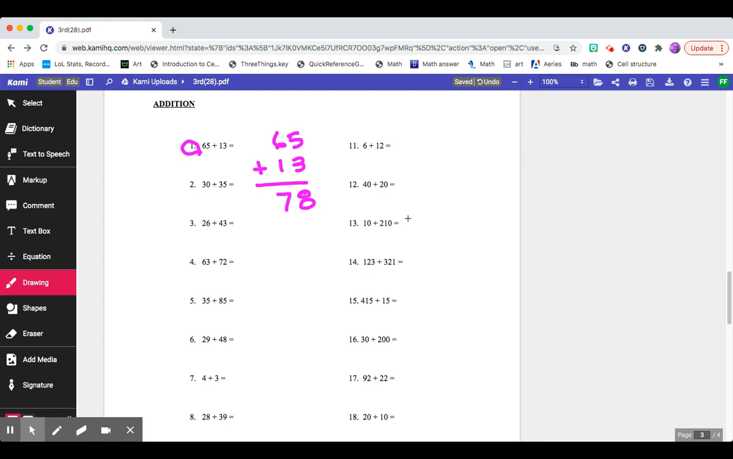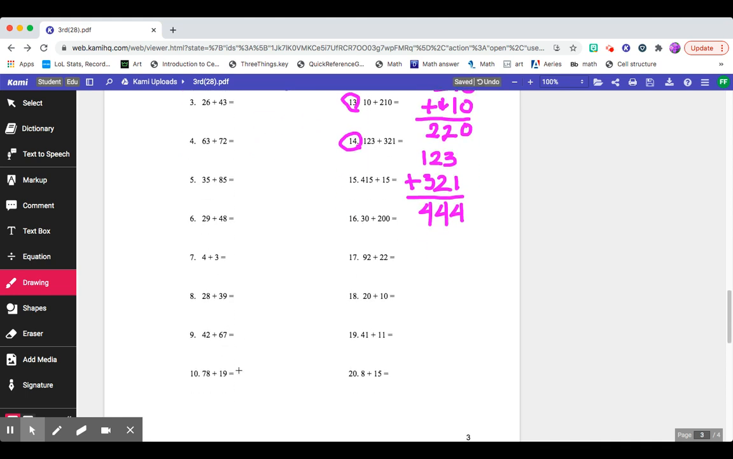Let's try 3-digit and 2-digit for number 13. 210 plus 10 equals what? 0 plus 0 equals 0. 1 plus 1 equals 2. 2 just comes down, so answer is 220 for number 13. Let's also try number 14. 123 plus 321 equals what? 3 plus 1 equals 4. 2 plus 2 equals 4. 1 plus 3 equals 4. Answer is 444 for number 14.